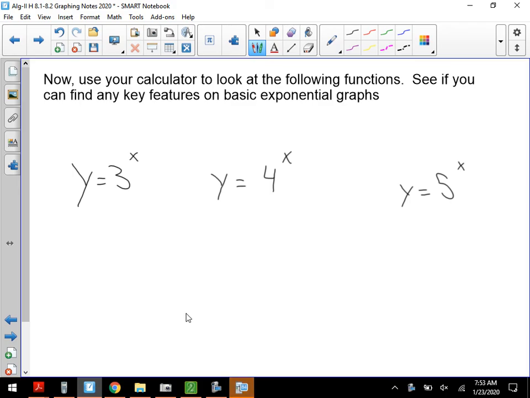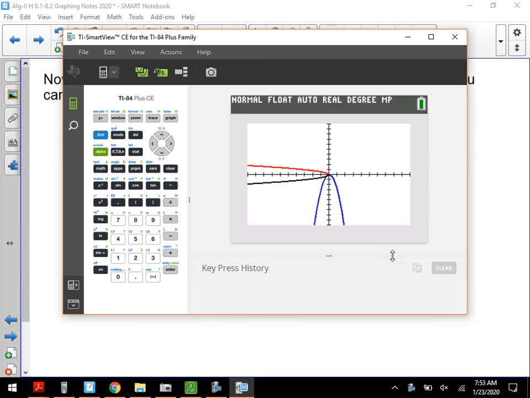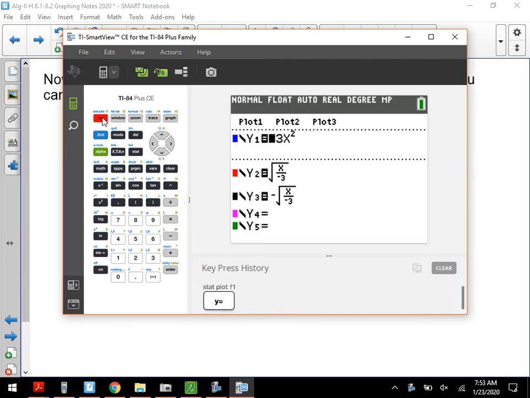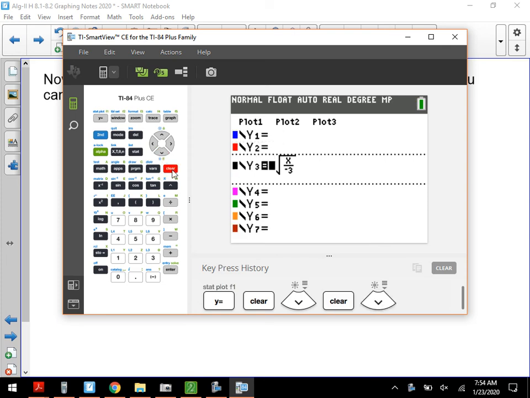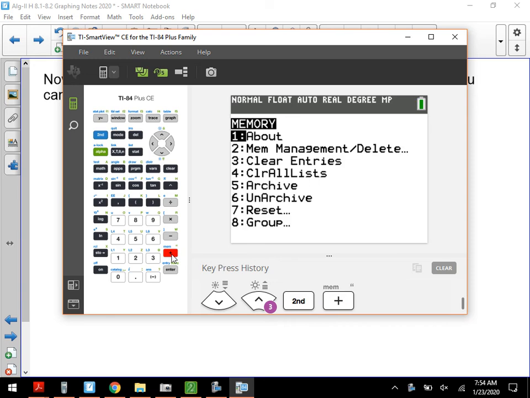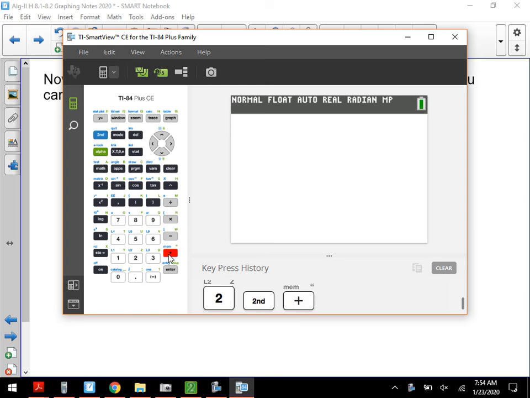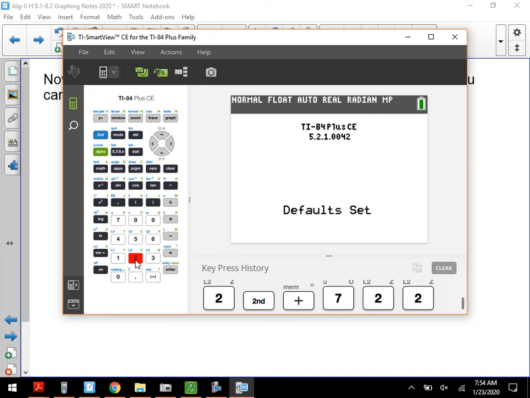So when you get to your y equals here, I just want you guys to see what's happening. First of all, if your stuff is all sorts of messed up, if your window's all weird, do a quick reset. Do second plus 7, 1, 2, and then second plus 7, 2, 2. That'll reset defaults and everything. It'll put you back to a 10 by 10 screen, so you don't have to mess around with it. Your windows go back to normal.